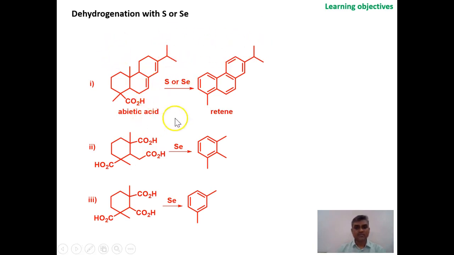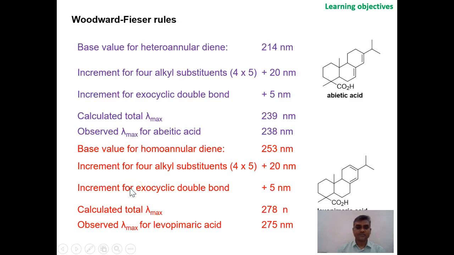We came across the dehydrogenation experiment where we get the aromatic substrate from the terpenoid molecule, as well as the oxidation products of the terpenoids. So abietic acid gives retene, and retene structure has given us a major clue as far as the structure of abietic acid is concerned. Here the formation of 1,2,3-trimethylbenzene as well as mesitylene, meta-xylene gives the proof for the presence of the angular methyl group at 10 position.